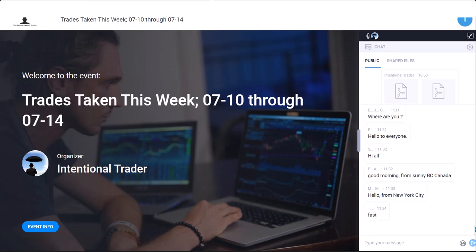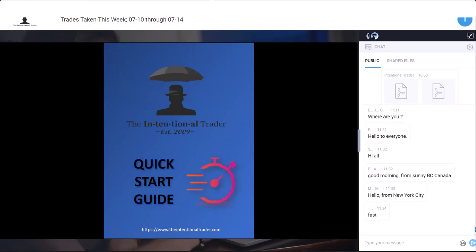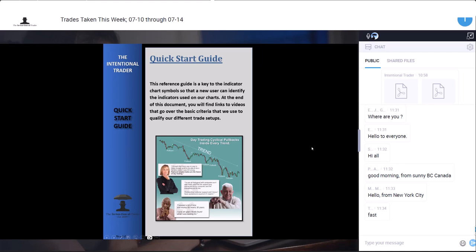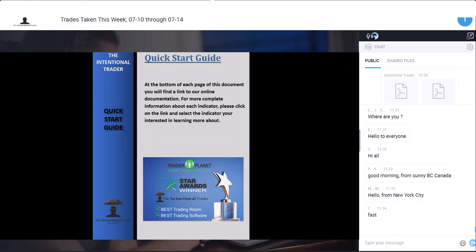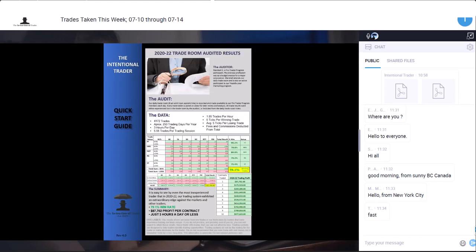Okay, so the first thing we're going to do, if you've downloaded that documentation, is go over it real quickly. Here's our Quick Start Guide, with some information in the beginning if you're interested in learning more about us. This is an audit that one of our members has done. He's an analyst for a large corporation, and audits are what he does. He audits our trades and provides this for us, and that's in the Quick Start Guide as well, if you haven't seen it yet.